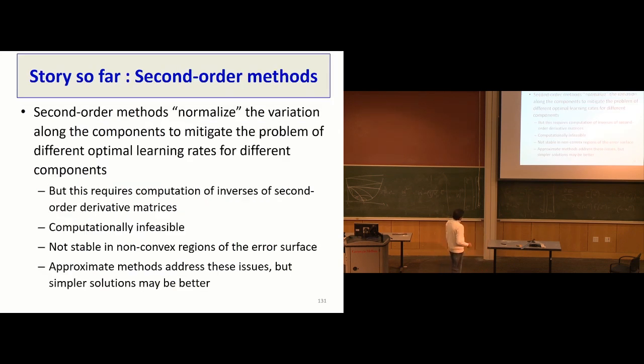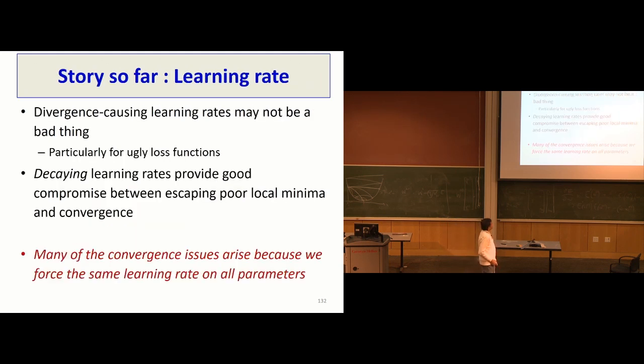Now, second order methods try to normalize the variation along the components to mitigate the problem of different optimal learning rates for different components, but this requires computation of inverses of second order derivatives, and this is computationally infeasible and it's not stable in non-convex regions of the error surface. So you have approximate methods that address these issues, but we may need simpler solutions.